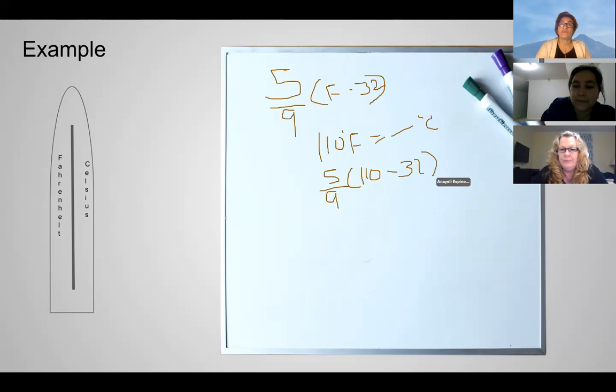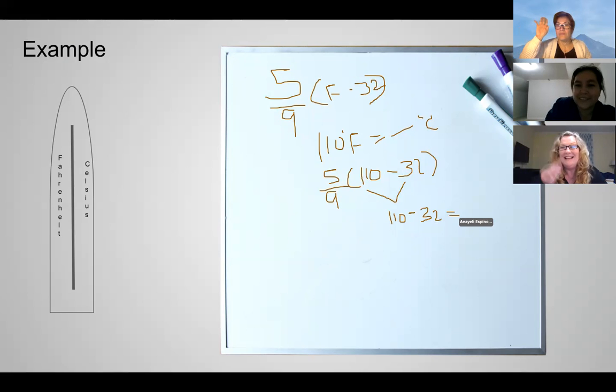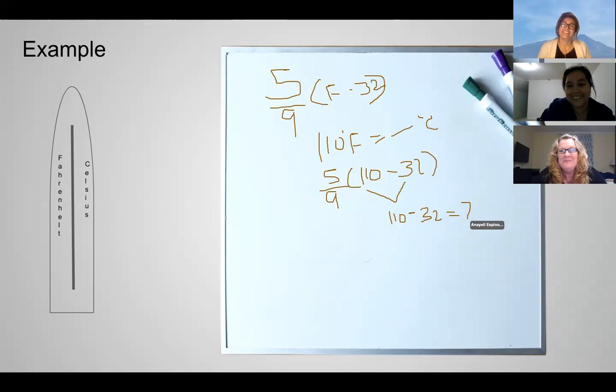So next we're going to subtract 110 minus 32. Who can tell me what's the answer? 110 minus 32. Debbie, what's 78? 78? Thank you. So the next step will be, after we subtract, we're going to rewrite our formula.